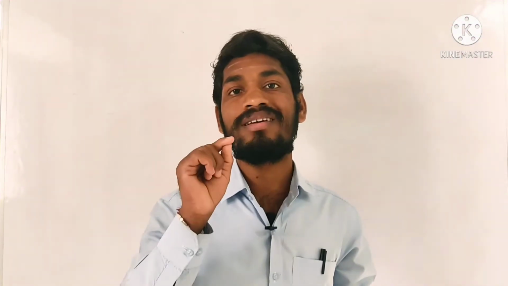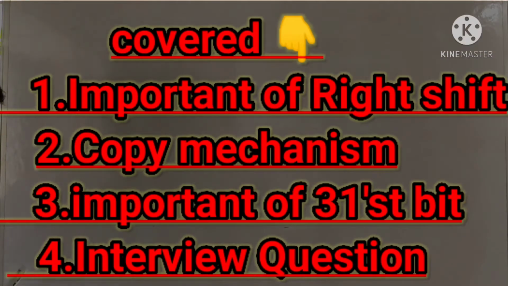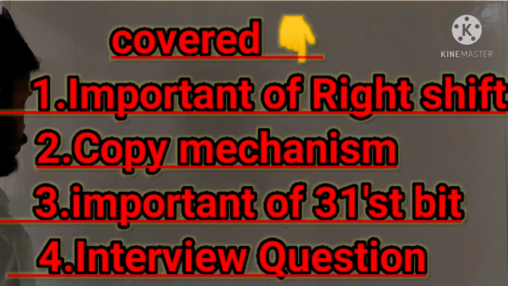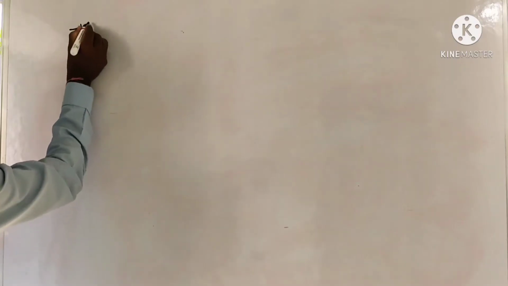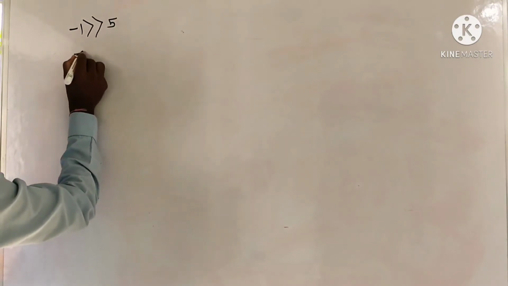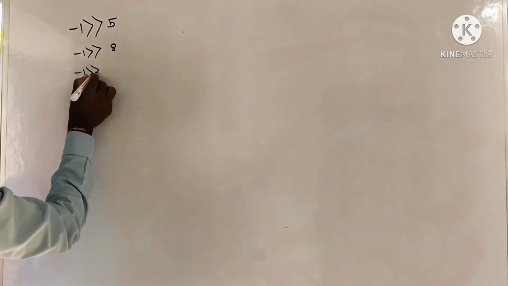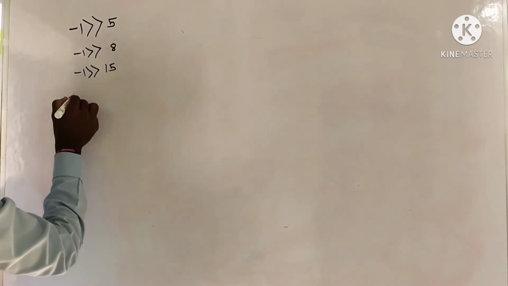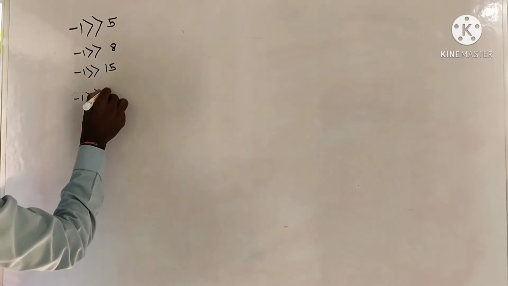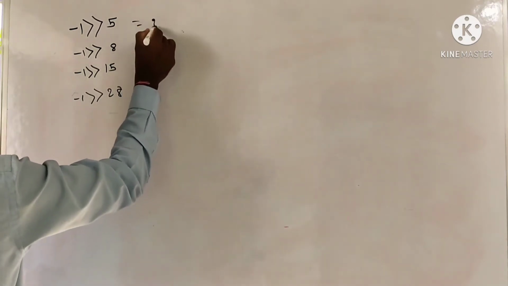So I thought I should make one video today. In this video I'm going to talk about one tricky C programming question: minus 1 right shifted by 5, or minus 1 right shifted by 8, minus 1 right shifted by 15, minus 1 right shifted by 28, is equal to what?